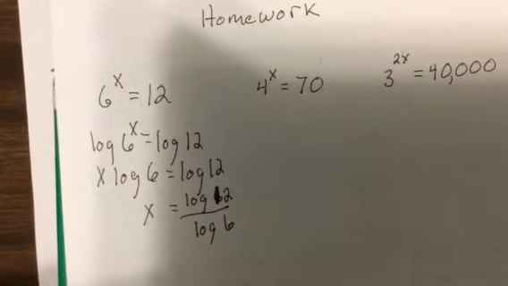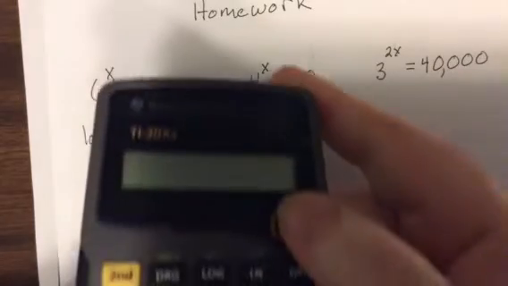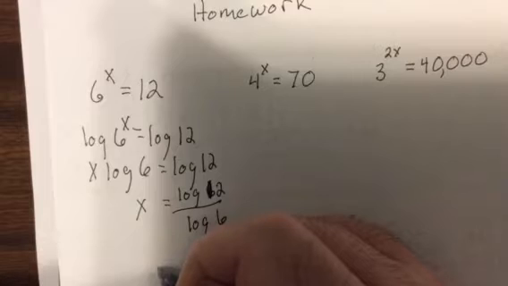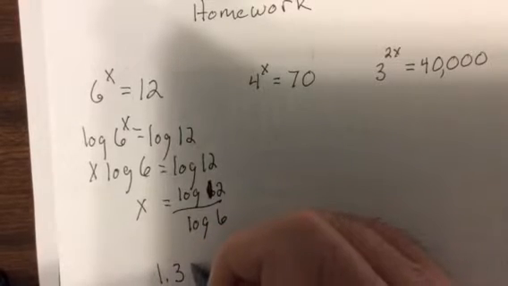But if you have a cheap calculator, you go 12 log divided by 6 log equals, and I get 1.386 and so on. So we'll say 1.387.